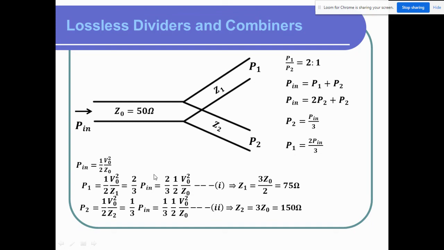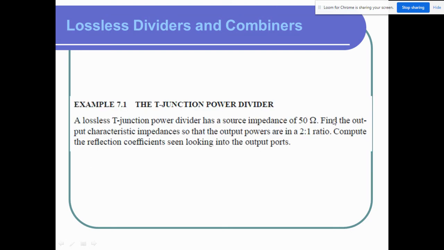In a similar way, we use 1 by 3 of P in here, because we derived it here. So P2 is equal to this and this. So these two together are equal. So half goes away, V naught squared goes away, and this equal to this stays. So Z2 becomes 3 Z1, which is 150 ohm. So this portion is done.